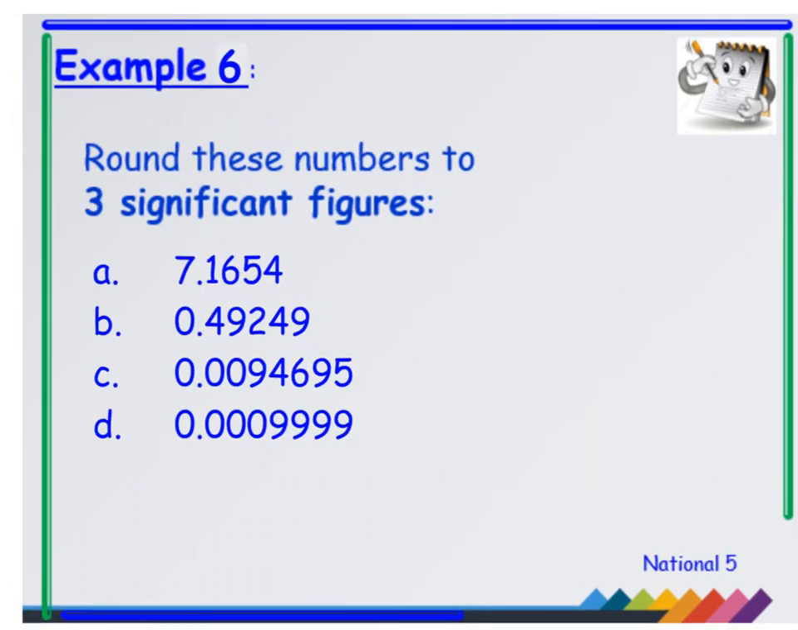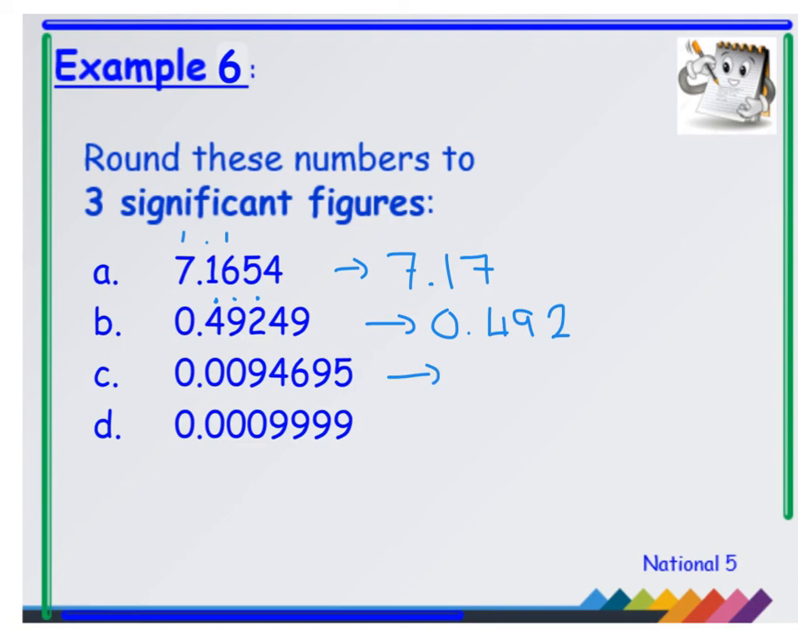Okay, similar numbers. This time we're going to look at 3 significant figures. So we're going to count 3 from the left. So 1, 2, 3 is 7.16. Will that 5 change the 6? Yes, it will. So that would be 7.17. The next one, 3 significant figures. We do not count that 0 at the front. So we've got 1, 2, 3. So that would go to 0.49. The 4 is not going to change the 2, so 0.492.